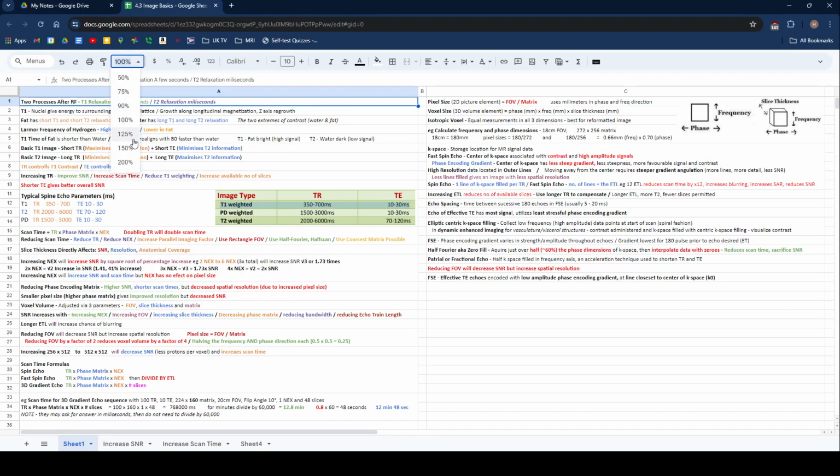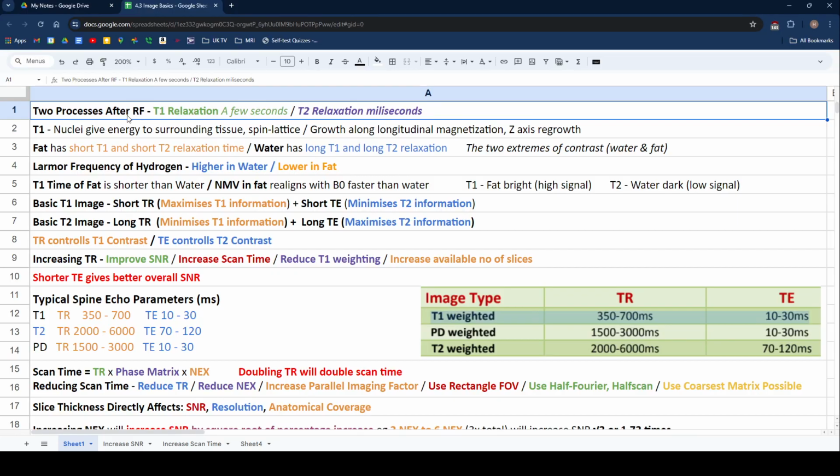Okay, onto some imaging now. So 2 processes occur after the RF. T1 relaxation takes a few seconds, whereas T2 relaxation is faster at milliseconds.